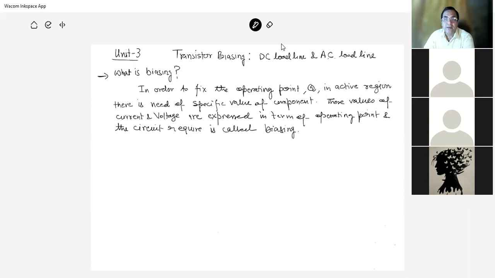ठीक है, तो ट्रांजिस्टर बायसिंग का ऑब्जेक्टिव क्या हो गया कि क्यू पॉइंट, ऑपरेटिंग पॉइंट फिक्स रहे एक्टिव रीजन में. Now the second is type of biasing.